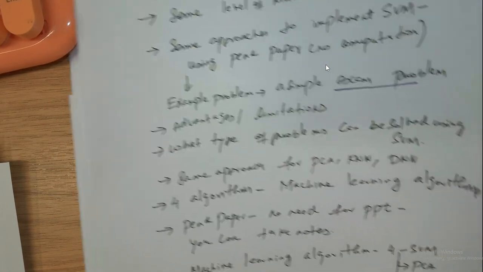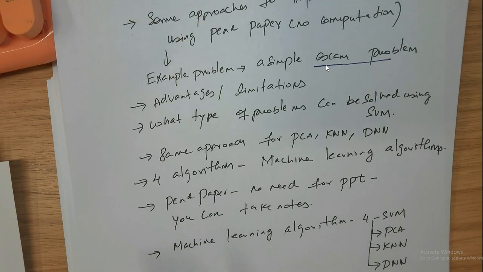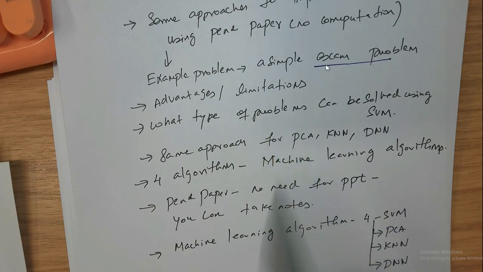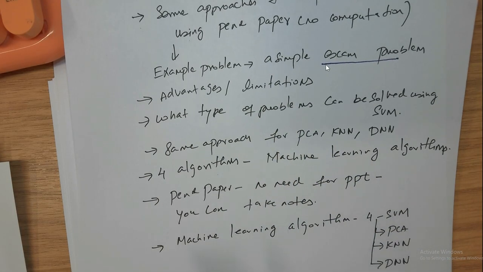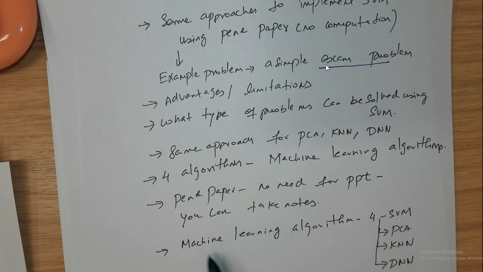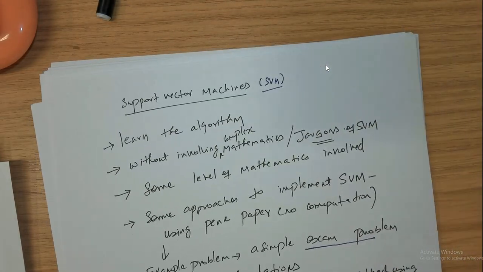To learn about machine learning algorithms, it is best to use pen and paper. You solve a problem, and that's the best way you will know how this algorithm works, rather than reading it from your PowerPoint. So I'm not going to use any PowerPoint for teaching all these 4 algorithms. If you want, you can take notes. That's something you can do while watching this video that can help for your final exam. And let's go into the topic.